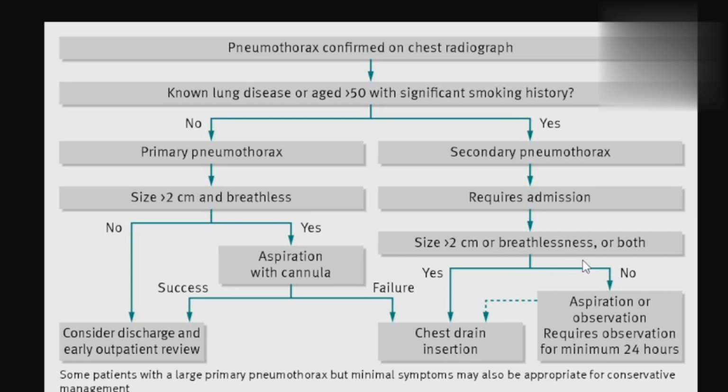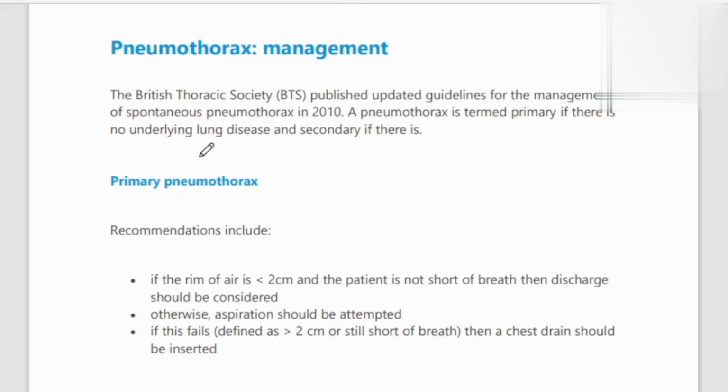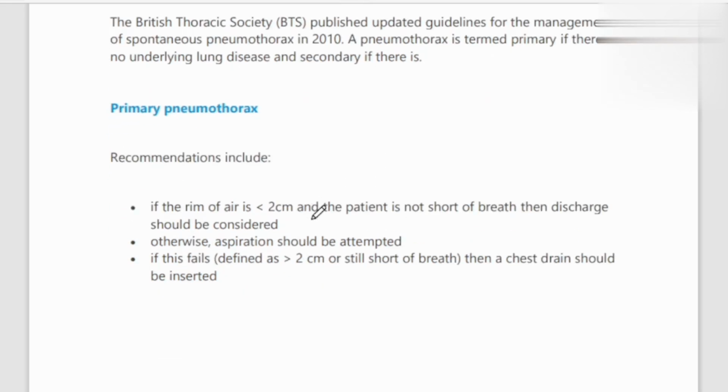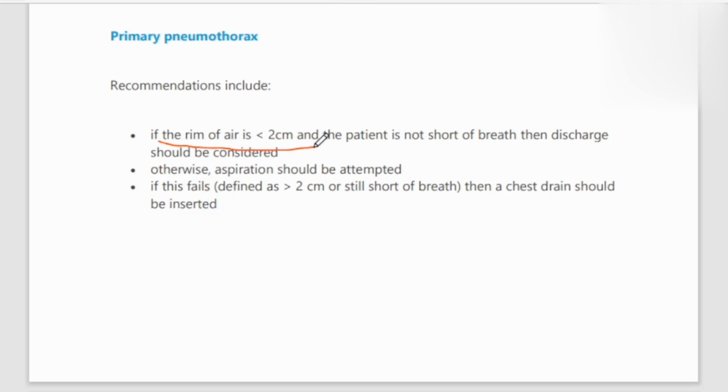If the secondary pneumothorax is more than 2 centimeters, or the patient has shortness of breath, or both, if yes, then put in a chest drain. And if the size of the pneumothorax is not more than 2 centimeters and the patient is not symptomatic, then aspiration or observation is required for a minimum of 24 hours, or supply oxygen. So this is the BTS guideline for spontaneous pneumothorax.